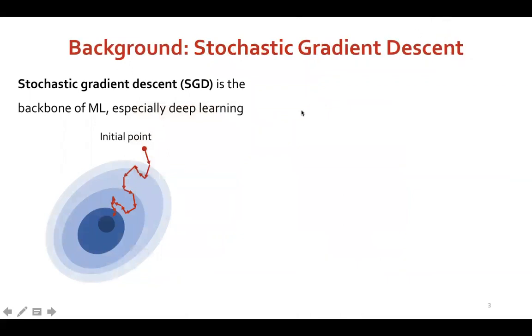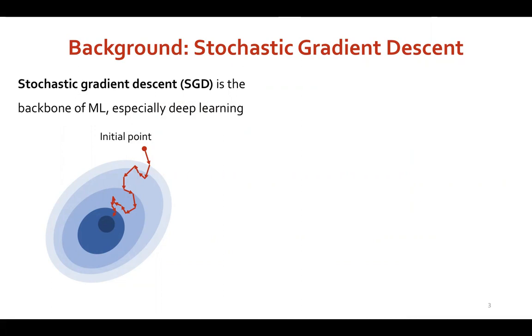Now, since this work is about distributed SGD, let me start off by giving you a brief background about stochastic gradient descent in the context of machine learning. Many of you might already know that SGD is the dominant algorithm used to train neural networks because the backpropagation algorithm is a special case of SGD.